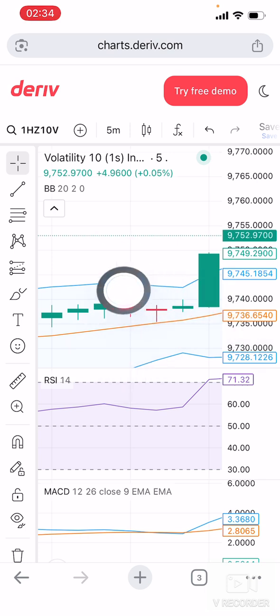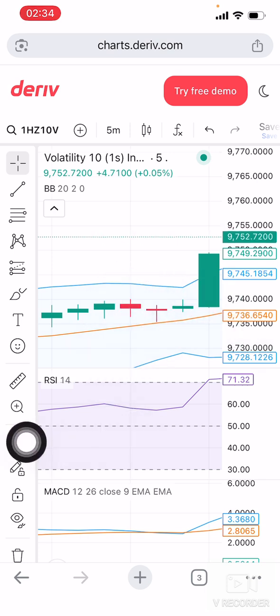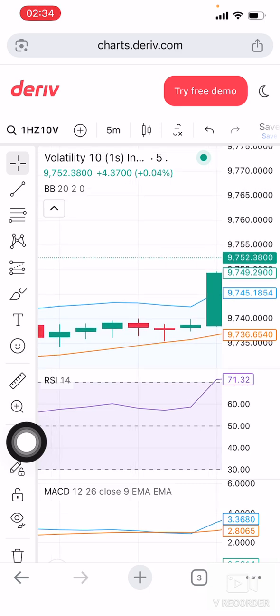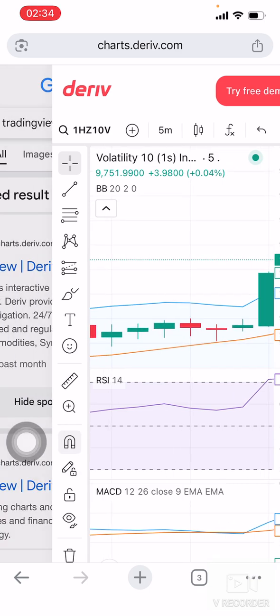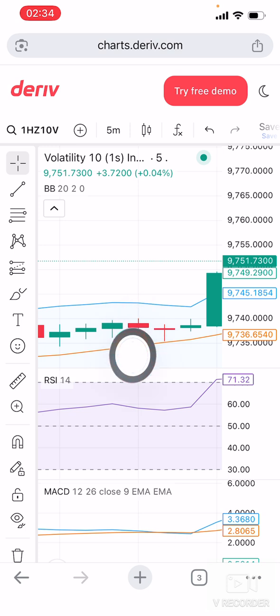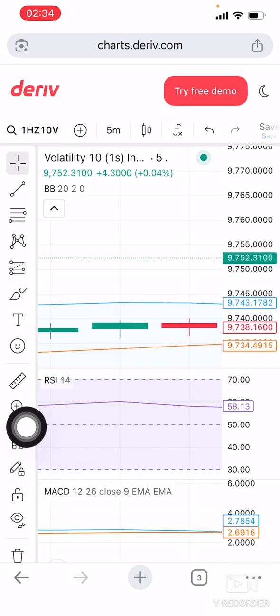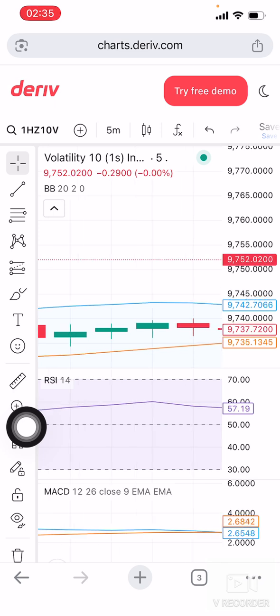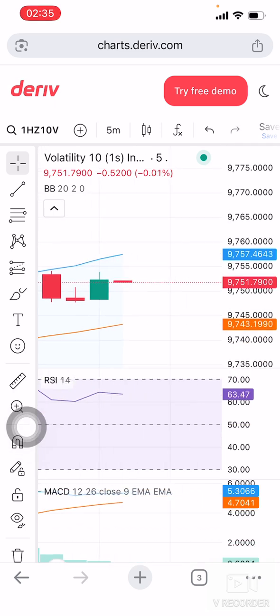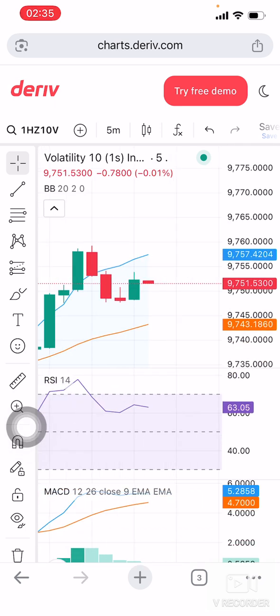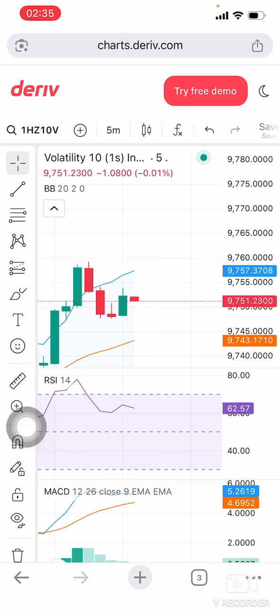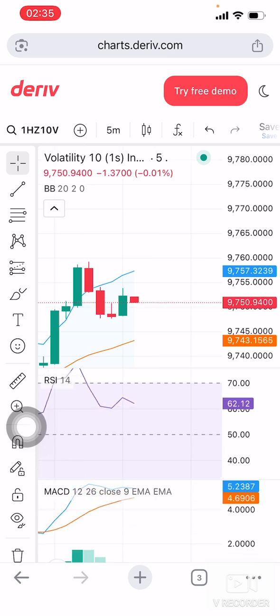A red candle that has gone upward, okay. So it should be a candle like this one, the red one; the green one should have wicks on the upper side and the lower side. Let me explain exactly how. You can see this market, it's a rising market.